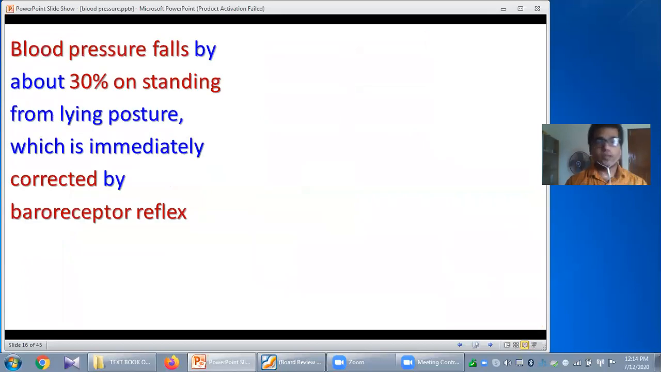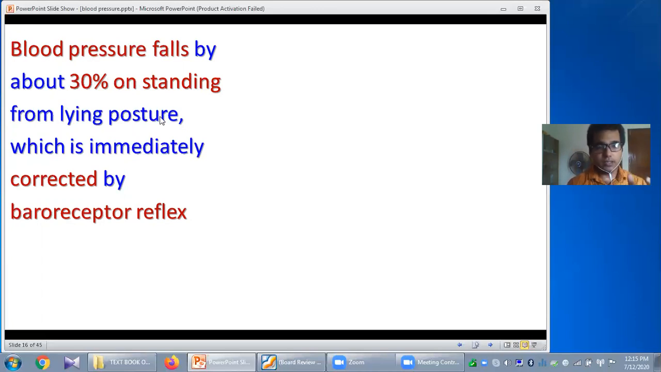Now the opposite thing may happen, because the baroreceptor feedback mechanism not only operates in response to increased blood pressure, it also opposes the fall of blood pressure. So this is a reverse action. Let's see what happens. Normally in our daily life, during the change of posture, you can see the blood pressure falls by about 30% on standing from lying posture.